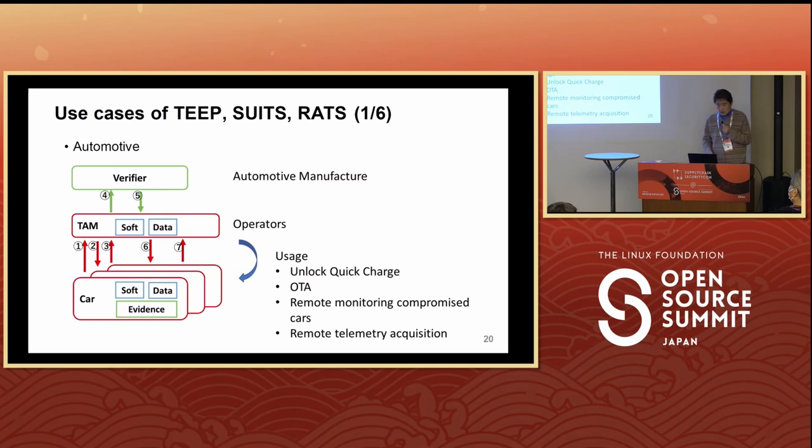It was okay. And this is another slide with the use cases. This is the automotive one. What kind of application and data is done by TEEP and RATS and SUIT and SKIT is OTA, entirely updating the firmware is one way, if you want to do it that way. Or it's possible by sending one RPM or one Debian package to a device, but for small devices, doing it with OTA is probably what's typically happening. And unlocking hardware features, or remote monitoring or remote telemetry acquisition.